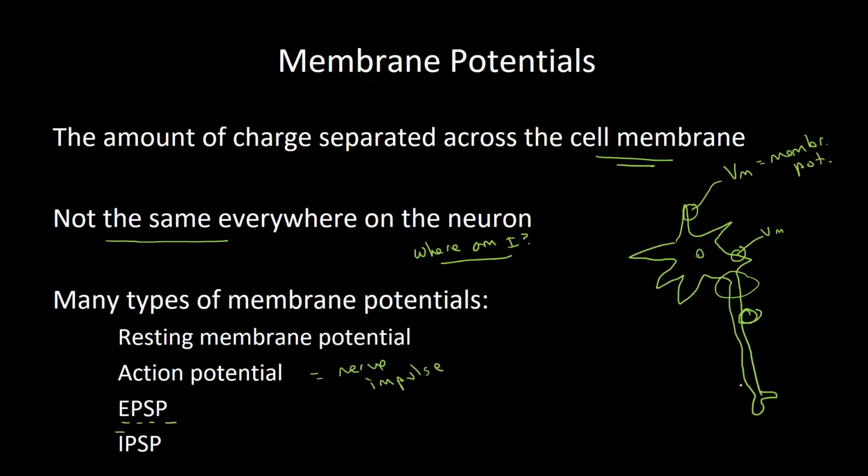The membrane potential is a specific type of potential. There's many different types of potentials. Each gives you more information. Each is more specific than just potential or membrane potential. And the membrane potential can be different on different parts of the neuron.